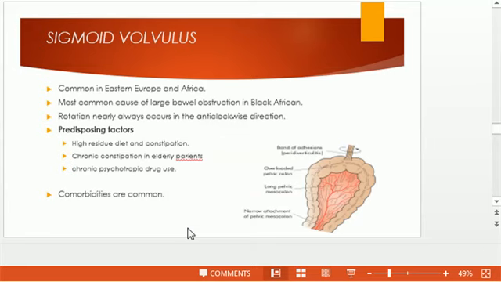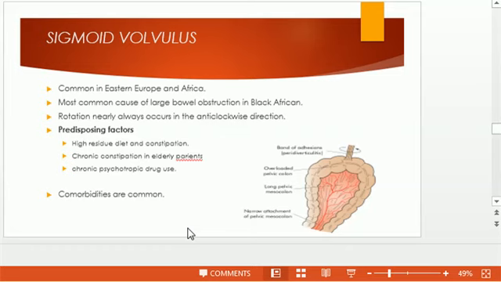In the Western population, the condition is seen most often in elderly patients with chronic constipation. Comorbidities are common, and chronic psychotropic drug use is also associated with this condition. Younger patients present earlier, and the prognosis is inversely related to the duration of the condition, because the chances of ischemia increase.